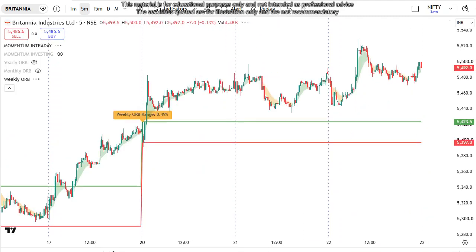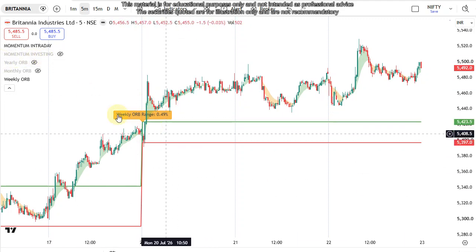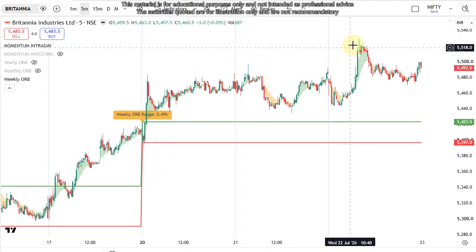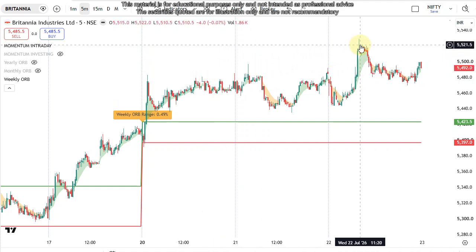Okay. Then select the narrow range. In yearly maximum, select a range of 3% and below. In monthly maximum, select a range of 1.5% and below. In weekly maximum, select a range of 0.75% and below. See here, this is a 0.49, that is 0.5% range. Once the high is broken, we enter. See clearly 1:3 ratio would have been achieved here.